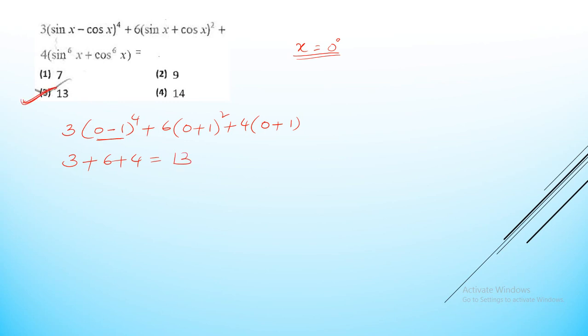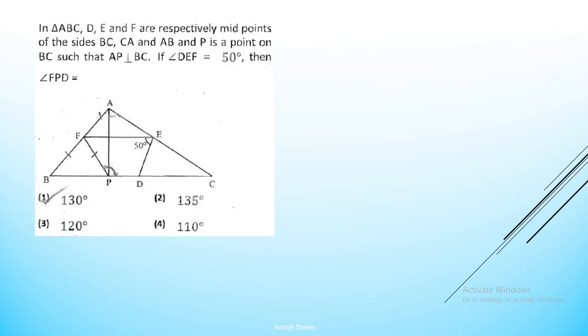So answer is 13. So other than x equal to 0, we can substitute any value. Not only x equal to 0, you can substitute any value. So in multiple answer type questions you can apply this particular shortcut, right? Next, moving on to one more question.